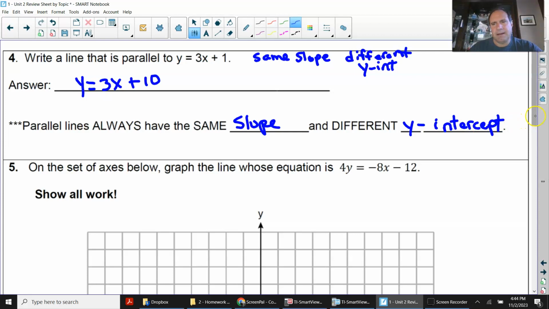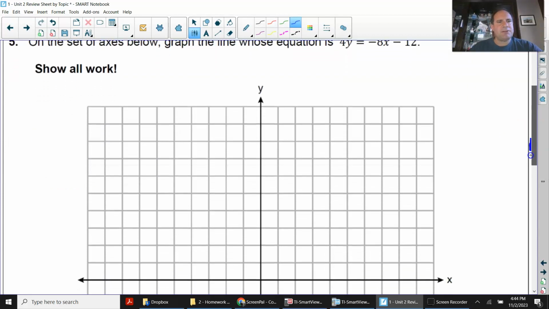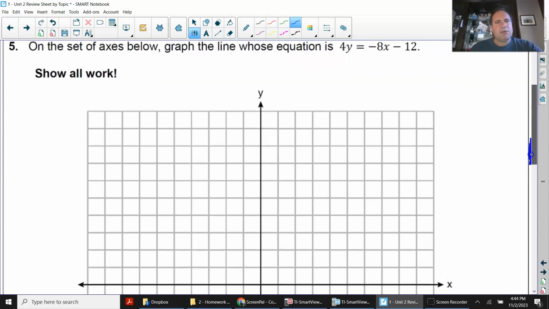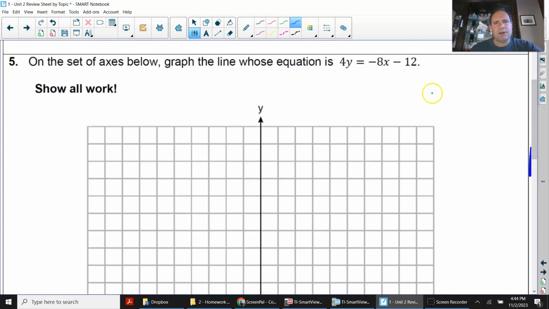And that is that. On the set of axes below, graph the line whose equation is 4y equals negative 8x minus 12. This problem right here is not in y equals mx plus b, so that means we need to solve for y. I noticed that the 4 is with the y right now, and it's attached by multiplication. So I'm going to do the opposite of that, which is division.